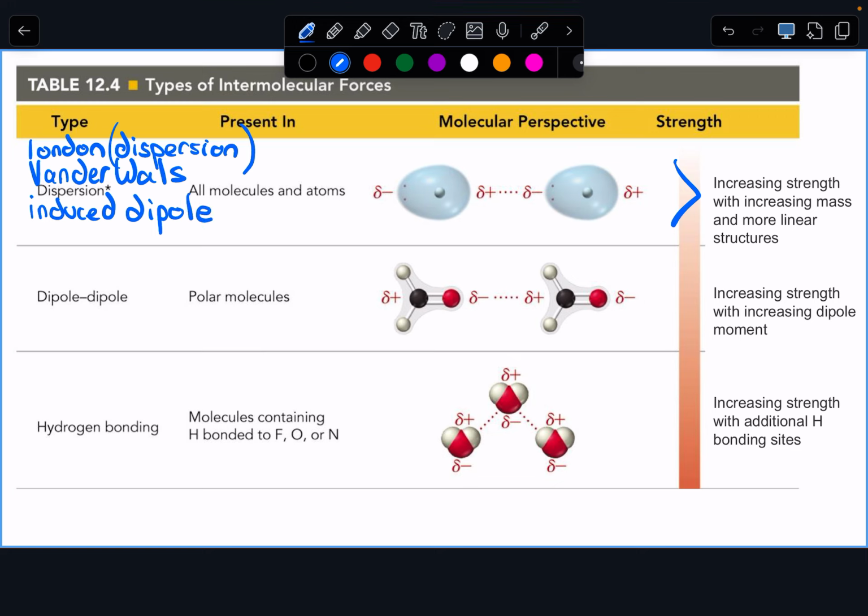The other ones, dipole-dipole forces, is kind of our middle strength. And then this is why I said it's annoying. We call it a bond, even though it's technically a force: hydrogen bonding.